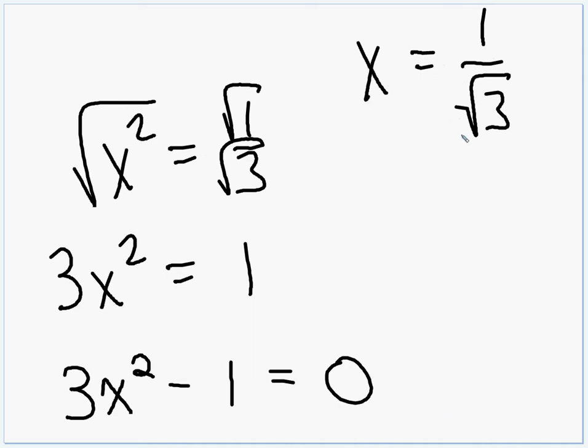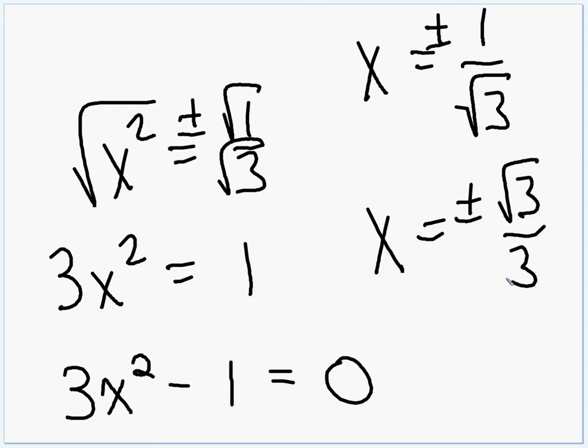And of course, we want good math manners. Ooh, and I forgot my plus minus. That was a close one. We're going to rationalize. Multiply top and bottom by root 3. So root of 3 over 3. Positive and negative. Again, those are algebraic ideas for solving for the variable x.